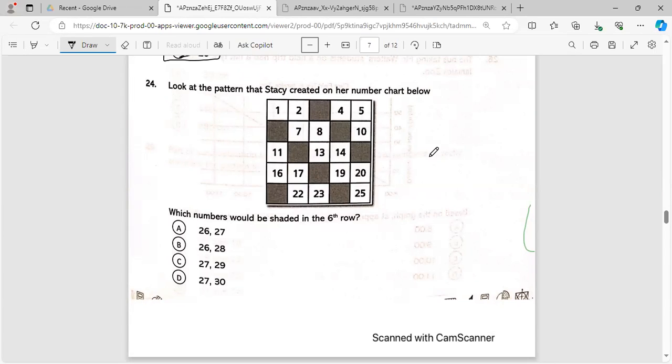Look at the pattern that Stacey created on her number chart below. Sir, should I call the numbers on the chart, sir? No, don't bother with that, because I think everyone is seeing it, right? So you can just go ahead.